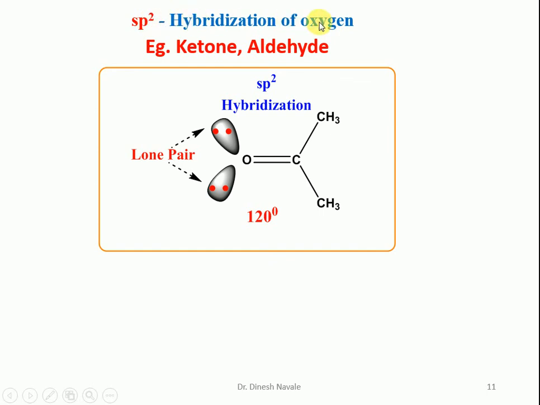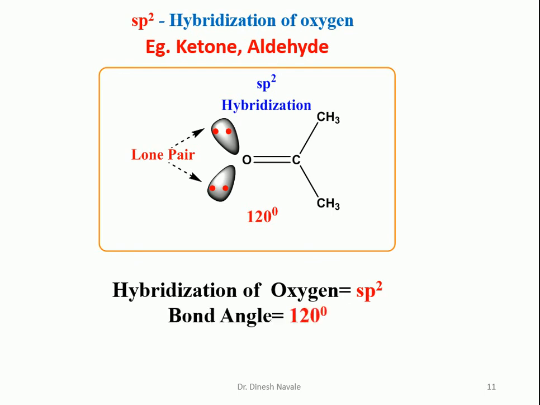The sp2 hybridization of the oxygen atom has examples such as ketone and aldehyde. So this is the sp2 hybridization of the carbonyl carbon and oxygen. Oxygen is what we are discussing here. So sp2 hybridization is there, and the bond angle is 120 degrees. These two are the lone pairs of electrons, and the unhybridized 2pz orbital will remain perpendicular to all other orbitals. So the examples are ketone and aldehyde. The hybridization of the oxygen is sp2, the bond angle is 120 degrees, and the geometry is trigonal planar.